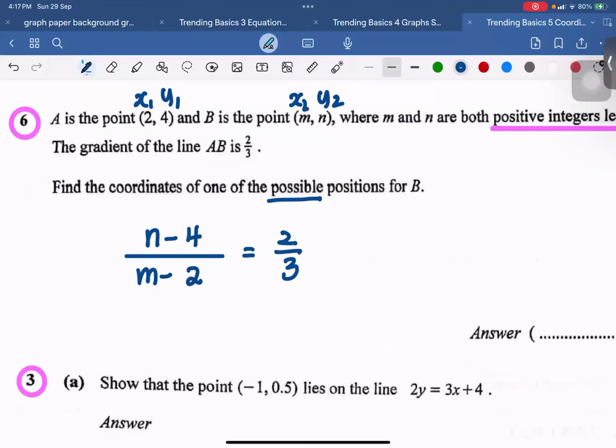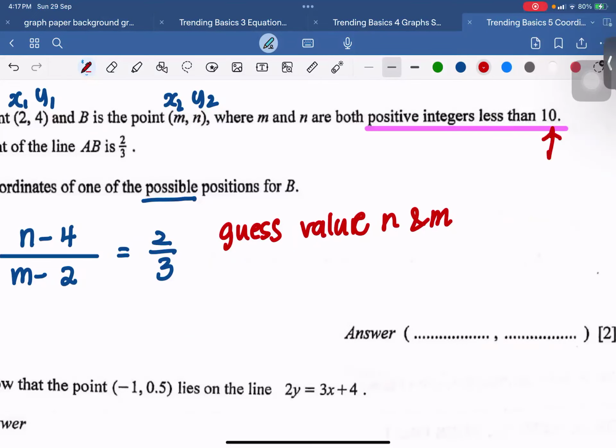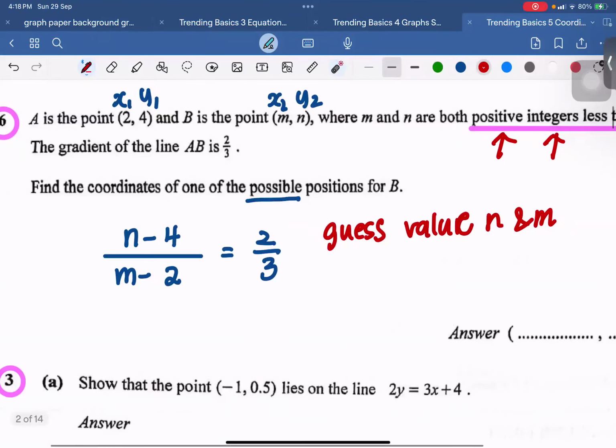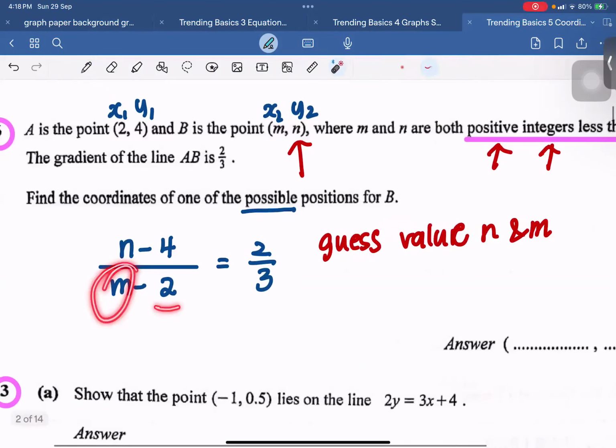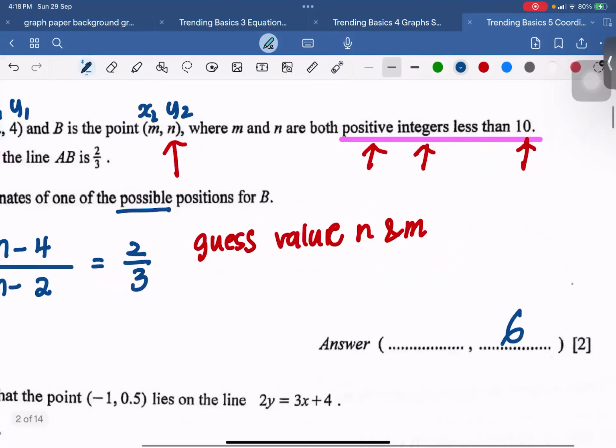So I'm going to guess the value. Okay, values for n and m. But make sure m and n are numbers, integers, positive, less than 10. So we have a guessing game. What number minus 4 is 2? Yeah, so n will be the number, n is the y coordinate, yeah? n will be the number 6. Then next guessing game. What number minus 2 is 3? 5. So okay lor, answer 5.